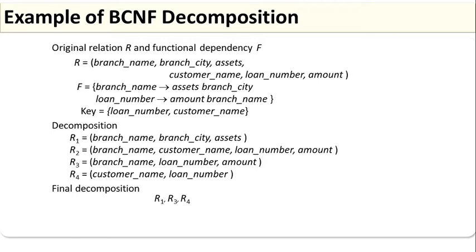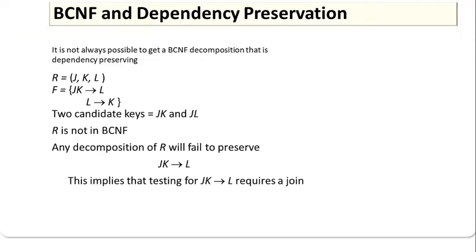And then R4. So each branch name provides city and asset. Then customers are going to be loan for one customer name, loan number. Final decomposition is alpha 1, alpha 2 and alpha 4. BCNF and dependency preservation: it is possible to get a BCNF decomposition that is dependency preserving.